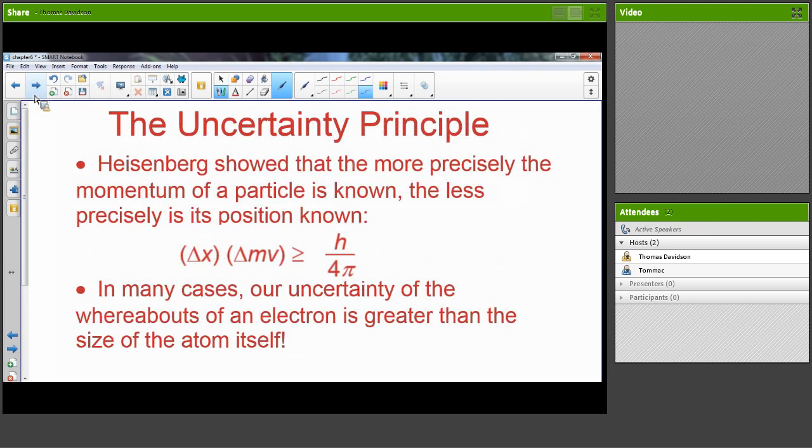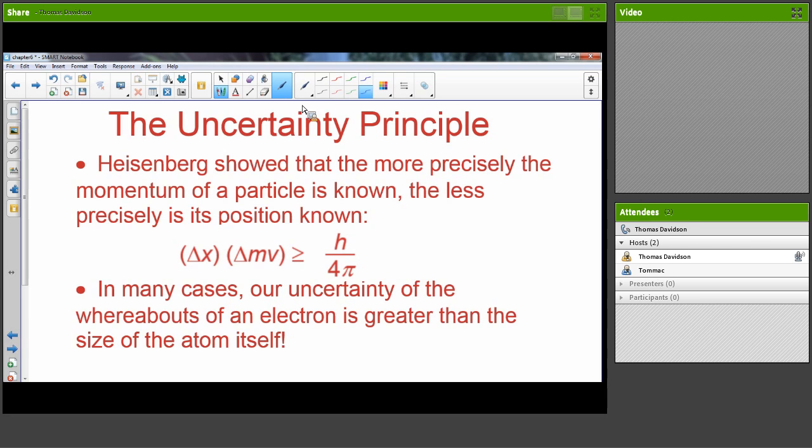Okay, Heisenberg showed that the more precisely the momentum of a particle is known, the less precisely is its position known. All right, in many cases, our uncertainty of the whereabouts of an electron is greater than the size of the atom itself. All right, so we call this the uncertainty principle. It's one of the weirdest and coolest things on the planet.